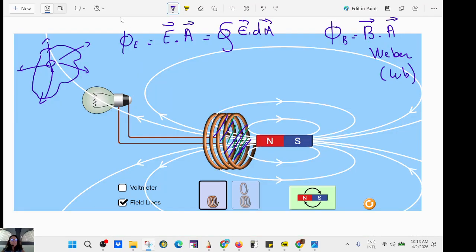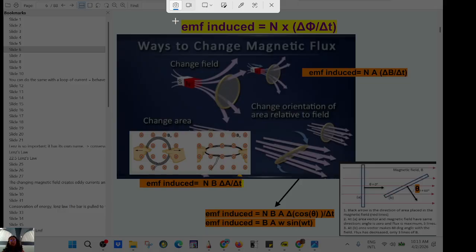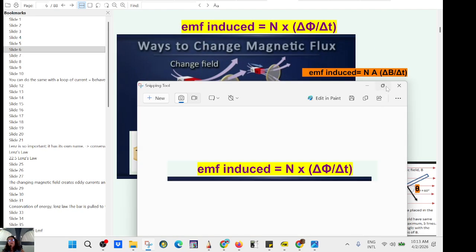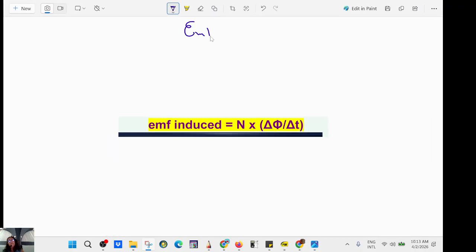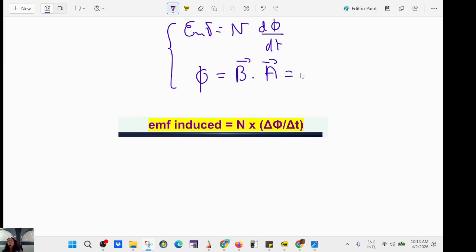So the EMF induced, which is voltage, will be the number of loops times d phi over dt. Phi is called the magnetic flux. The magnetic flux is going to be B, the magnetic field, times the area. I'm just using the magnitude, right? It's a dot product. So it's going to be what? B times A.